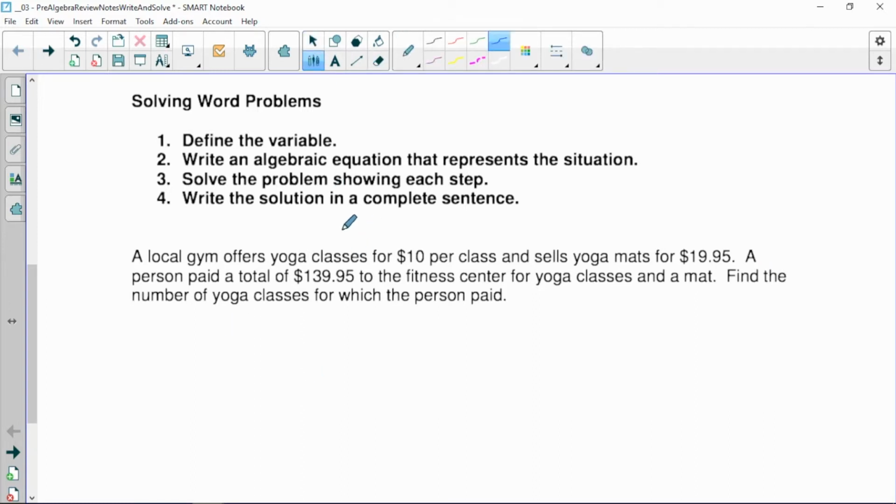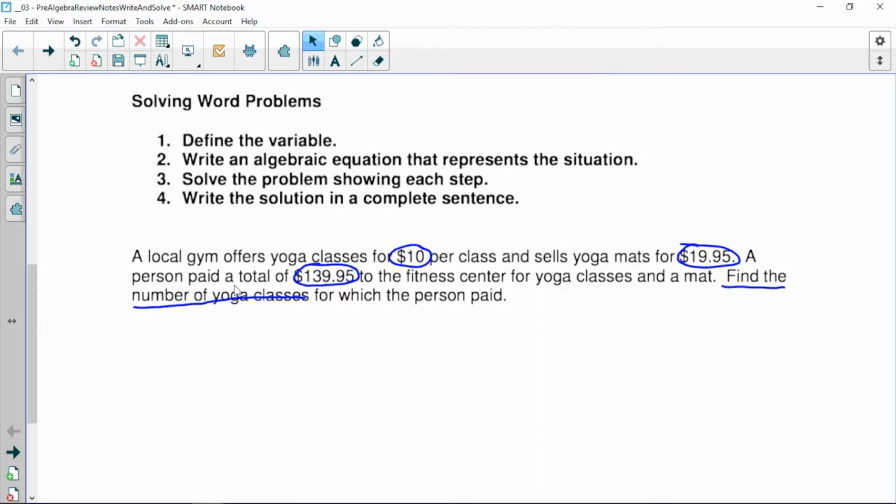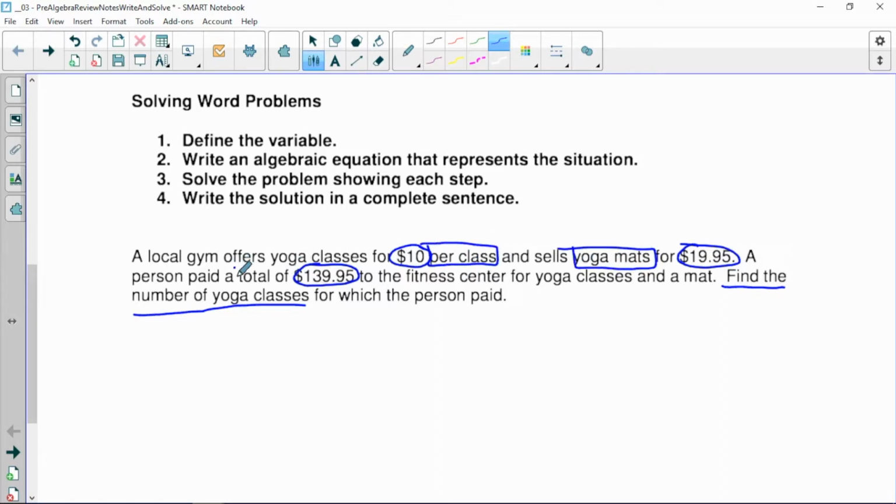Another thing that can help is to use the CUBES problem-solving strategy, where you circle the numbers. I've got $10, I've got $19.95, I have $139.95. I'm going to underline the question, find the number of yoga classes. I'm going to box the words that are keywords. Per class, yoga mats, and total. I don't need to know that it's local. I think that's fair enough.